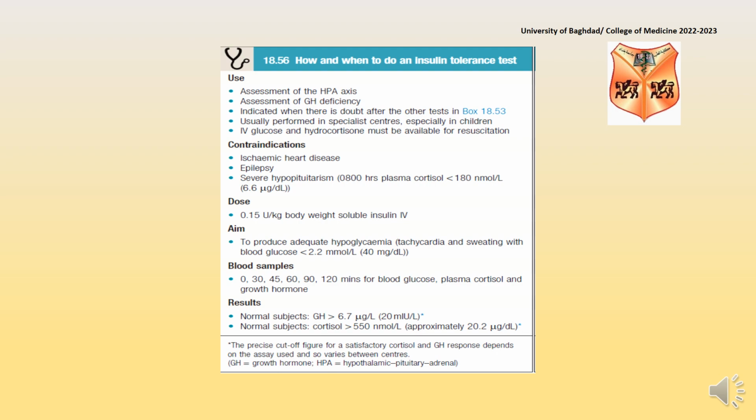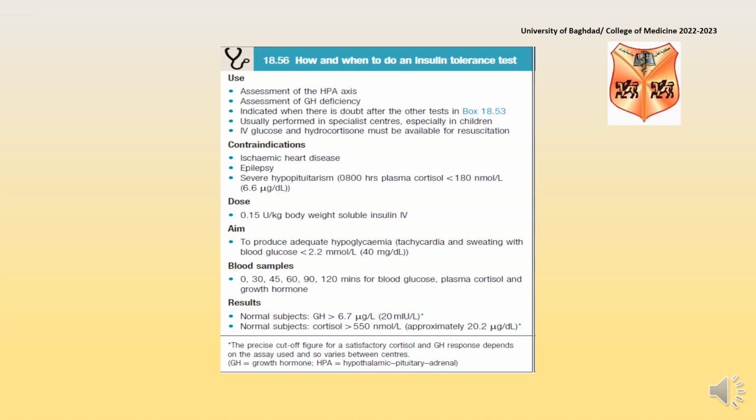How and when to do an insulin tolerance test. Indications: assessment of the hypothalamic pituitary adrenal axis, and assessment of growth hormone deficiency, indicated when there is doubt after the other tests; usually performed in a special center, especially in children. IV glucose and hydrocortisone must be available for resuscitation. Contraindications for using this test: presence of ischemic heart disease, epilepsy, and severe hypopituitarism.